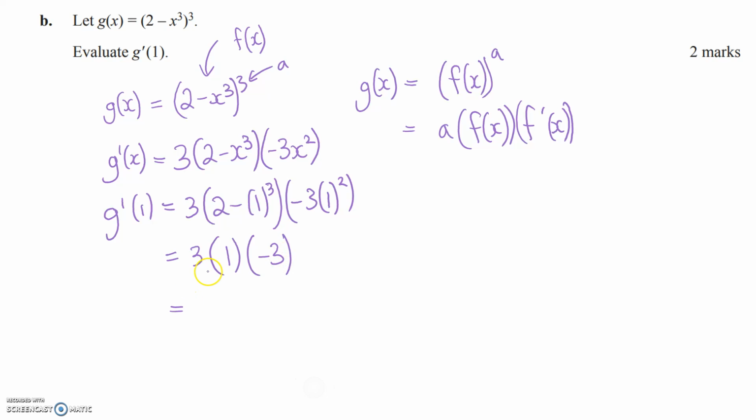So at the end of it, we've got 3 times 1 times negative 3. So we've got negative 9. And there's our answer.